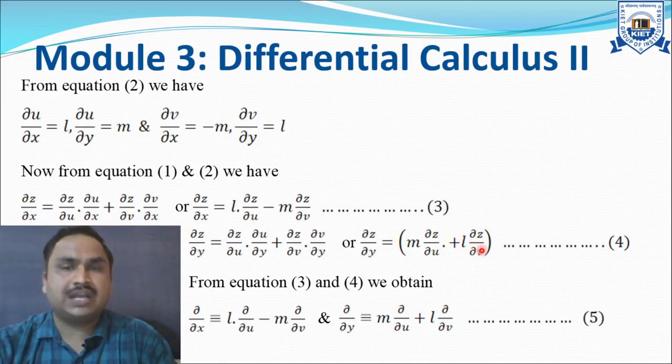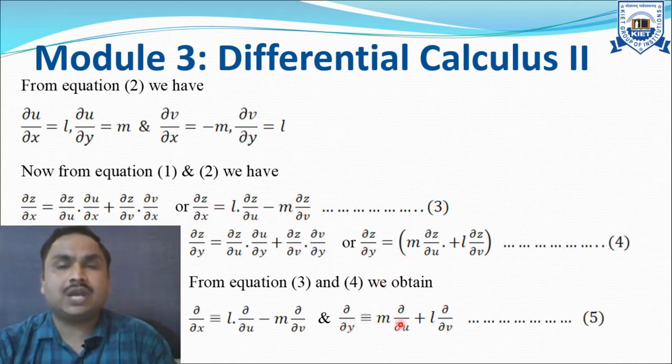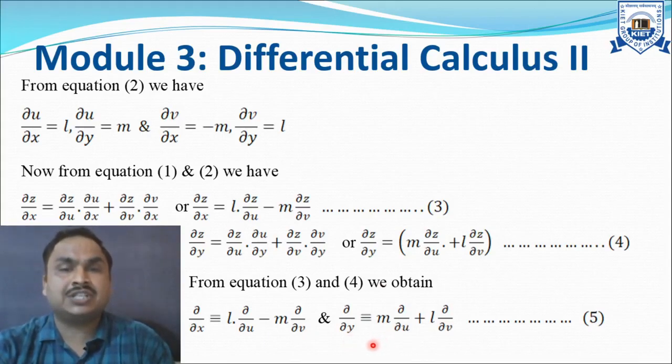From equations 3 and 4, one can get the value of the equivalent operator as given below. The equivalent operator to del over del x will be l del over del u minus m del over del v, which can be obtained from equation 3 just by eliminating z from equation 3. Similarly, from equation 4, del over del y will be equivalent to m into del over del u plus l into del over del v. These two equivalent operators will be useful for us in the next step.